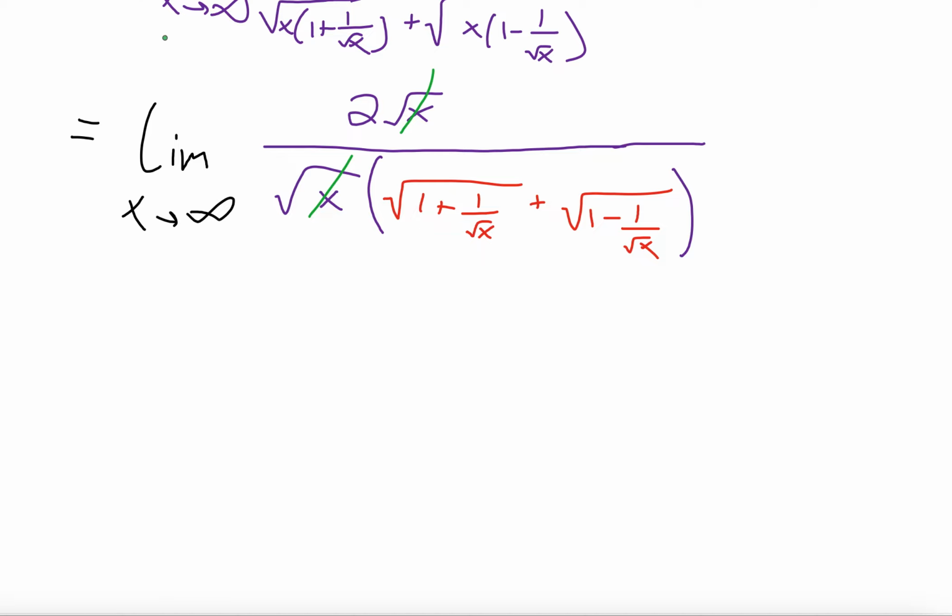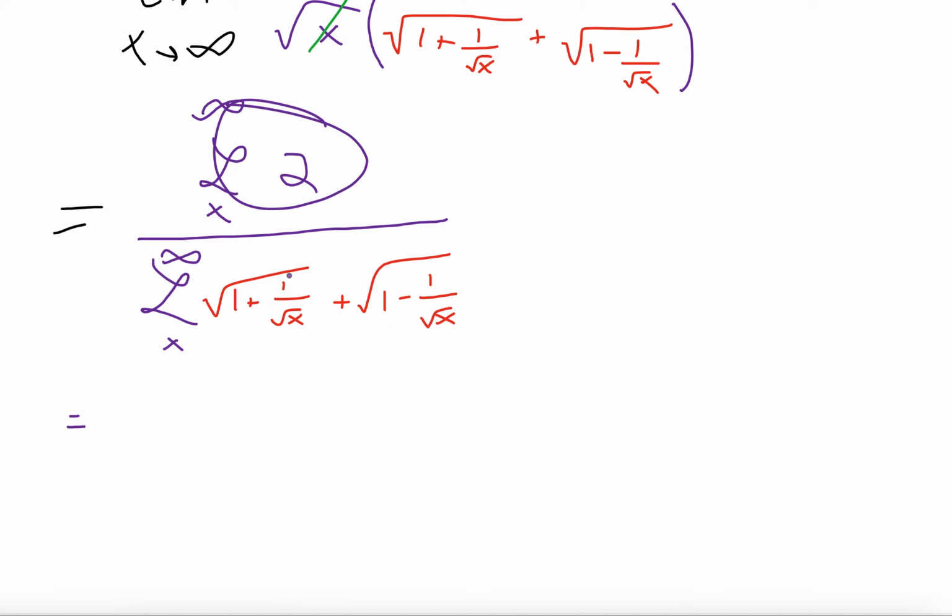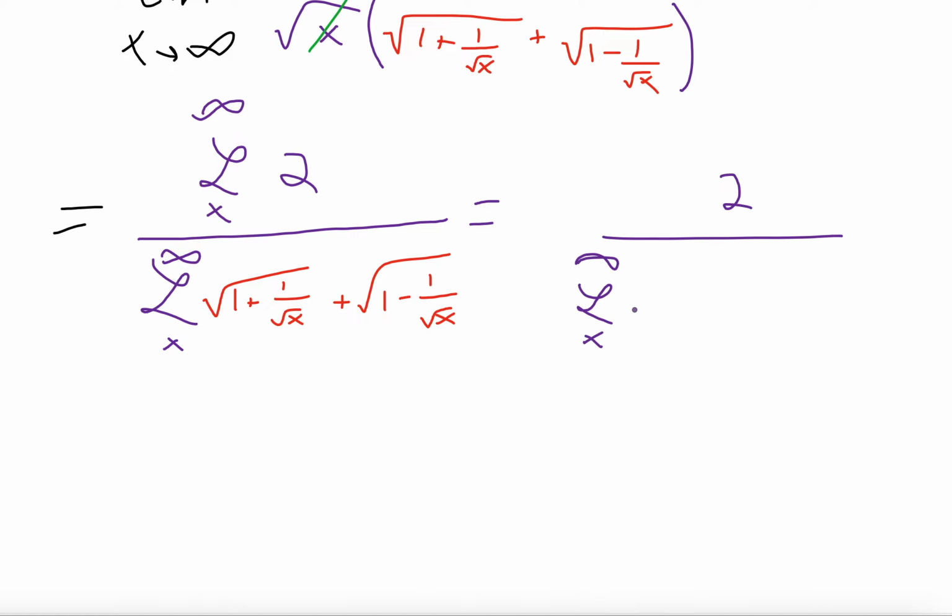So let's see if that's true using every single step as meticulously as we can. So this is going to be equal to, and this is where I'm going to use my compact notation, the limit as x goes to infinity of 2 divided by the limit as x goes to infinity of this expression here, which is going to be root of 1 plus 1 over root x plus the square root of 1 minus 1 over root x. And of course, by the sum rule of limits, you can rewrite this as, well, this becomes 2 by the constant rule of limits. So you can see it's just 2 over the limit as x goes to infinity of the square root of 1 plus 1 over root x plus the limit as x goes to infinity of the square root of 1 minus 1 over root x.